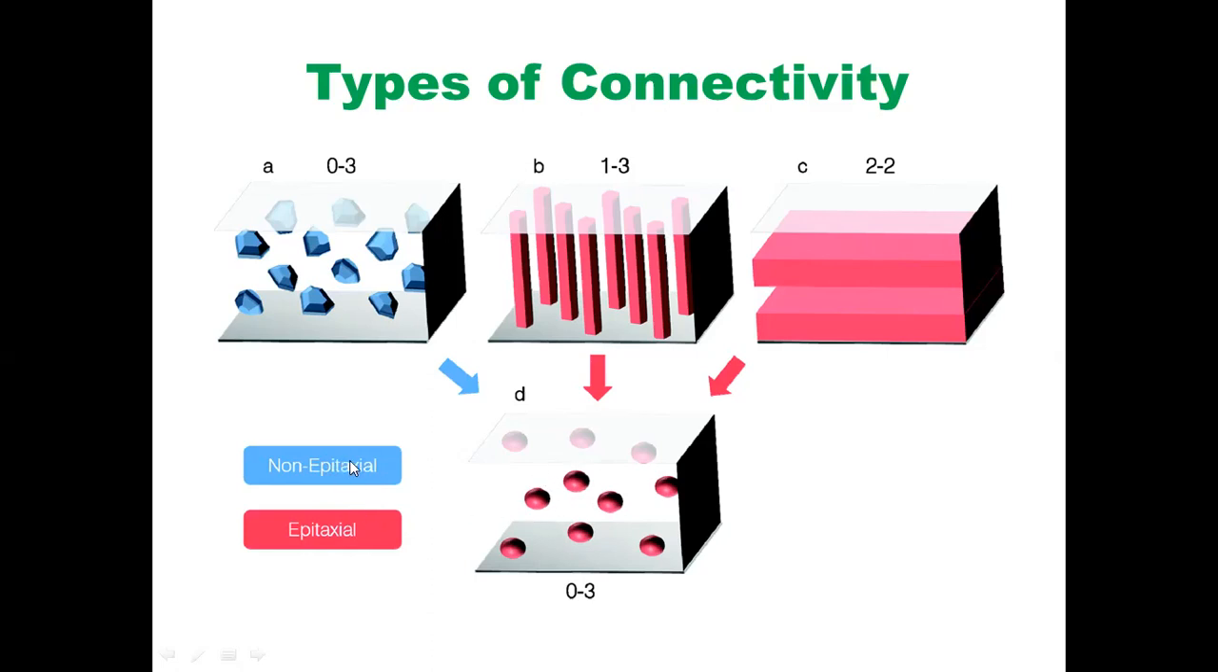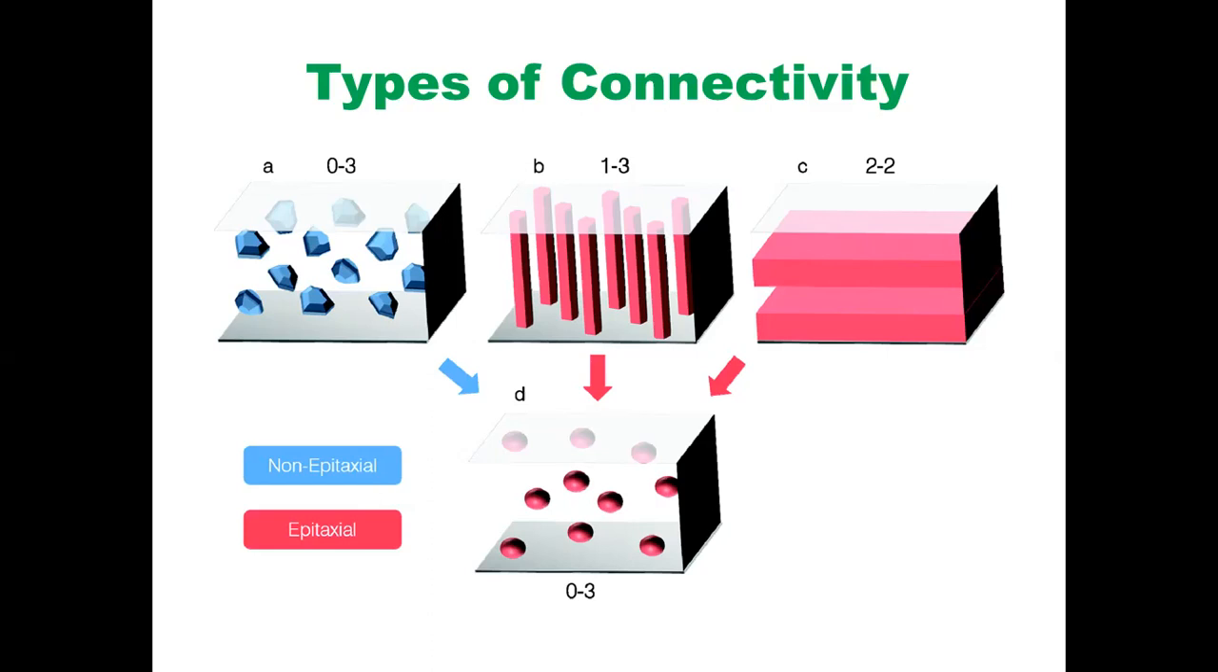In the case of non-epitaxial connectivities, the lattices of the two phases will be of different type. That means the ferromagnetic material will have a different type of lattice, and the ferroelectric material will have another type of lattice. Then there is a definite mismatch between the lattice of the two phases, and that type of connectivity is called the non-epitaxial connectivity.